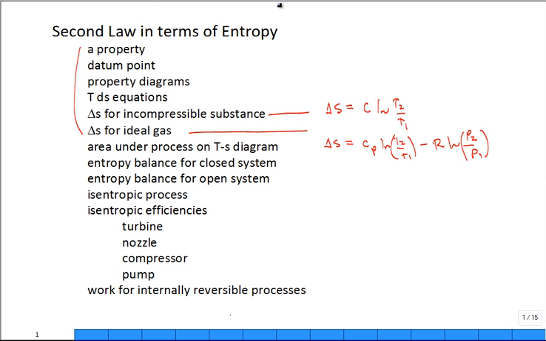That looks very familiar, but you have minus R natural log of P2 over P1. So don't forget this term right here, that for an ideal gas, constant specific heats, the entropy change is a function not only of temperature, but it also includes pressure. Pressure affects the entropy change. Okay, we'll start here, and today we'll basically just cover the area under a curve on a TS diagram and some closed system entropy balance problems.